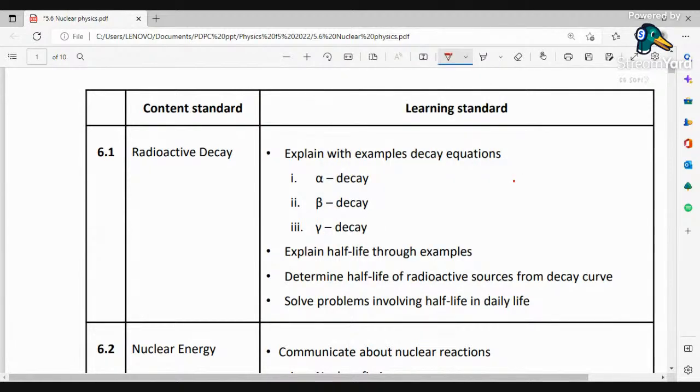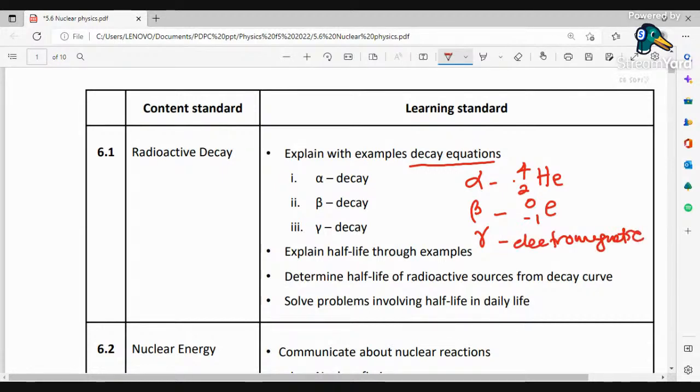First part, explain with example, decay equation, alpha decay, beta decay, gamma decay. Apa tu alpha? What is beta? What is gamma? This one you have already studied in lower form. Alpha is nucleus of helium, 42He. Beta is electron, 0, -1e. Gamma is electromagnetic wave. So dia tak ada nuclide notation.